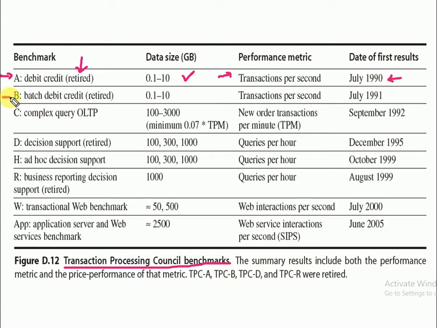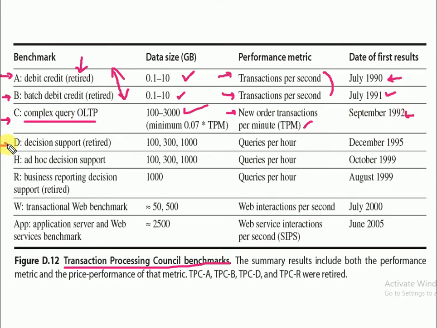Then we used another benchmark, benchmark B, batch debit credit. The data size and performance metric are the same, and the first results were obtained in July 1991. So these two are retired now and not available. Now C is another benchmark, used with complex query online transaction processing. It has more capacity, 100 to 3000 GB of data, and its performance metric is transactions per minute. Earlier it was transactions per second; here it is transactions per minute. The first results were obtained in 1992.